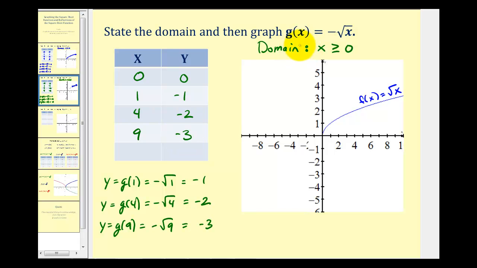So notice how for g of x equals negative square root x, having the negative in front of the square root ends up changing the sign of the y coordinates. So if we plot these points, we'll have the point 0, 0, 1, negative 1, 4, negative 2, and 9, negative 3.